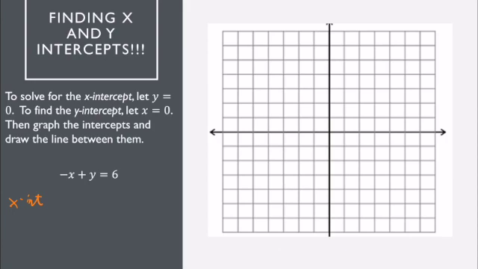So I'm going to plug in 0 for y. That gives me negative x plus 0 equals 6. Negative x equals 6. I divide both sides by negative 1. I get x equals negative 6. So when x is negative 6, y is 0. Let's go ahead and graph this. 1, 2, 3, 4, 5, 6. Here we have negative 6.